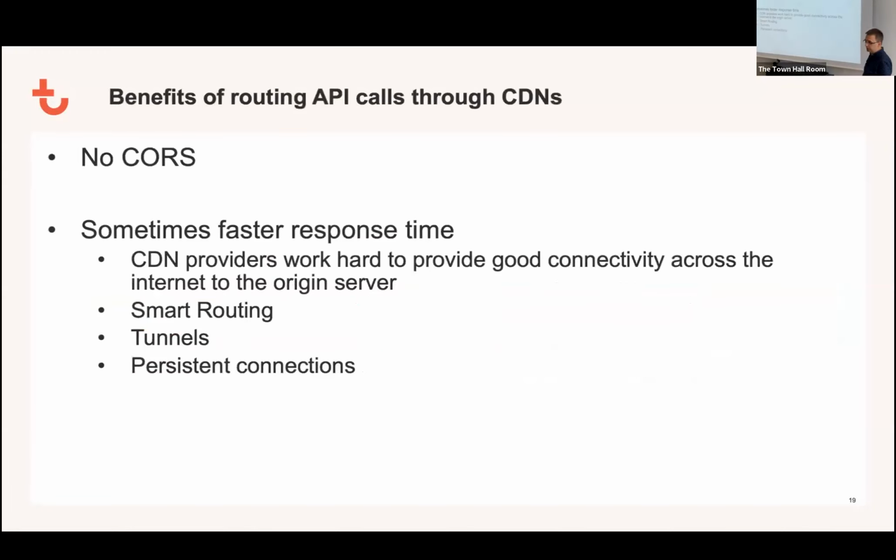Some of the benefits is that you don't have to deal with cross-origin resource sharing, so less configuration. And sometimes you also get faster response time. The CDN providers are typically rather well connected on the internet, and they do a lot of stuff to optimize their routing. So where you have tunnels and smart routing techniques, and probably most importantly, that they can maintain persistent connections. So if a mobile phone connects and then 2 minutes later, somebody else connects to the CDN, they still have a connection open to your site, so they can quickly send it.